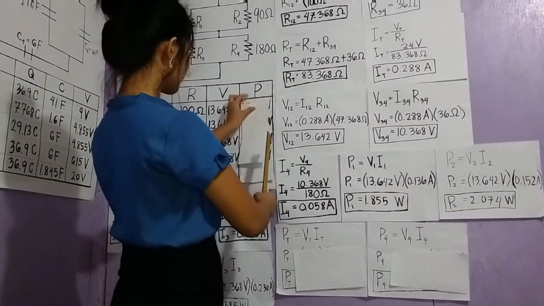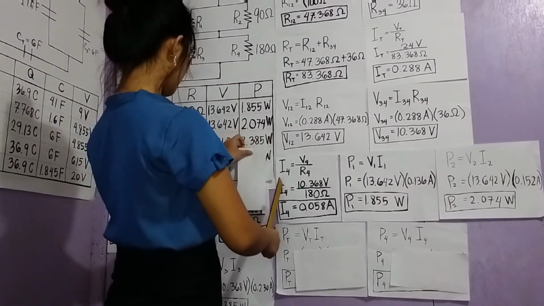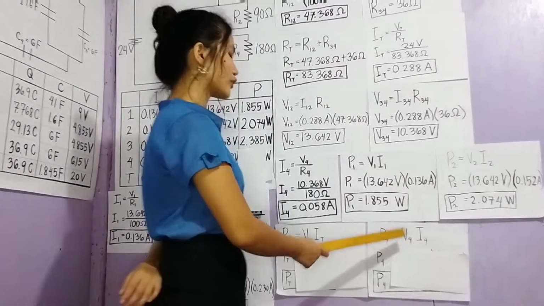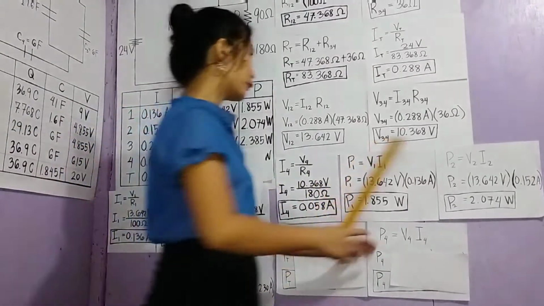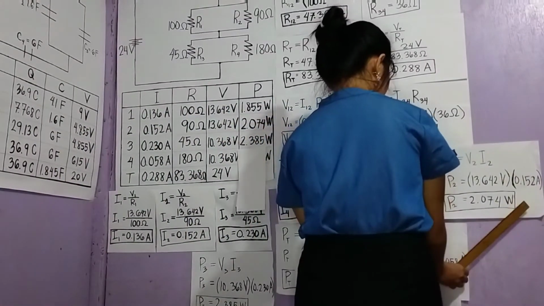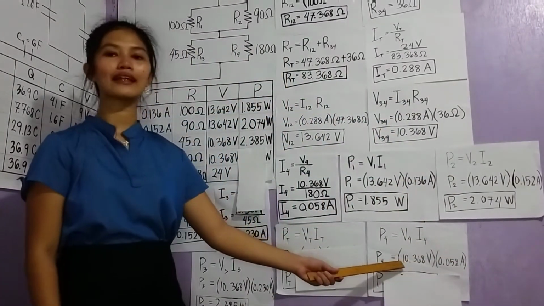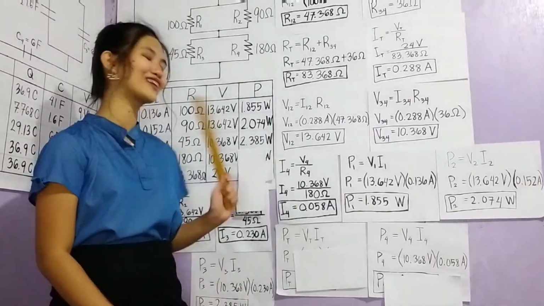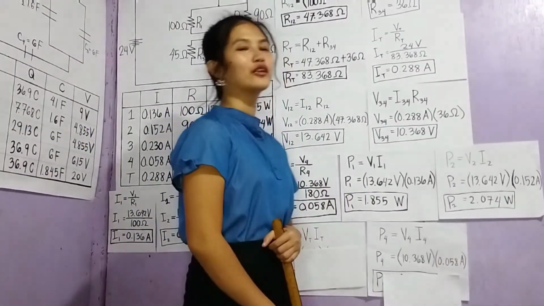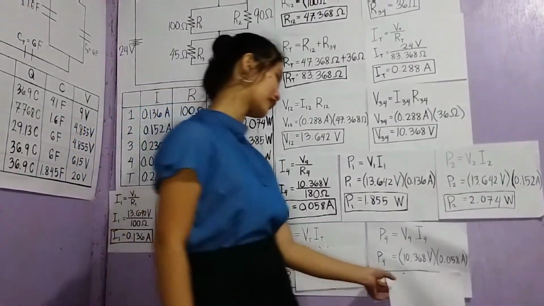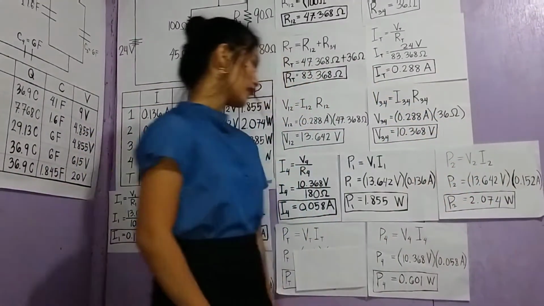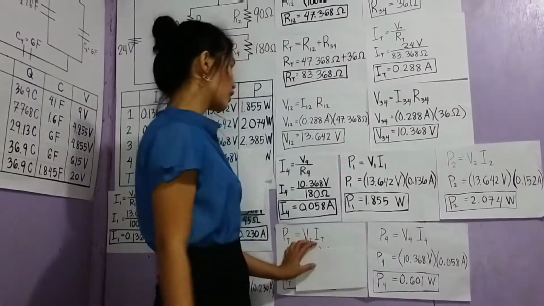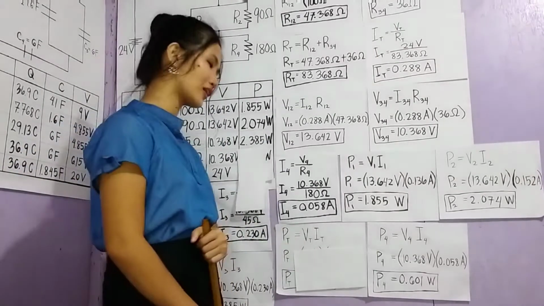Next, we have P4. So P4 is equal to V4 times I4, and putting down their values, we have 10.368 volts times 0.058 amp, and using the calculator, we get an answer of 0.601 watts.